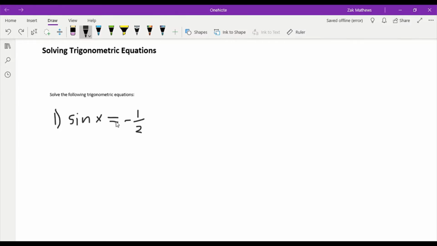Sine x is equal to negative 1/2, and we want to solve this equation. Well, we know when sine x is equal to negative 1/2. Sine is equal to 1/2 at pi over 6. But because it's negative, we know that sine is negative in the third and in the fourth quadrant. So we need to take that pi over 6 and put it into those quadrants. And so if we think about going past the x-axis by pi over 6, that would mean we have an angle of 7 pi over 6.